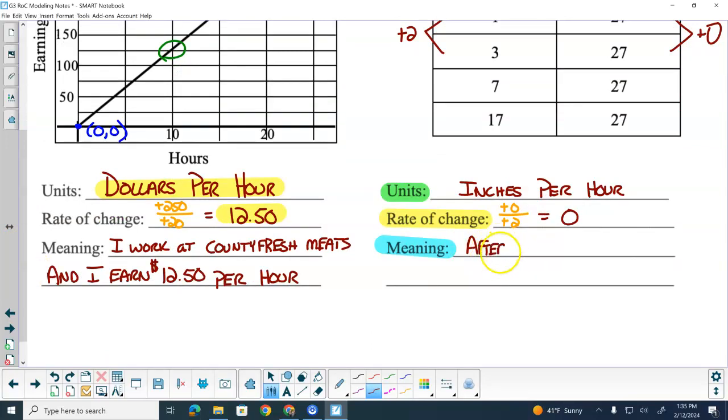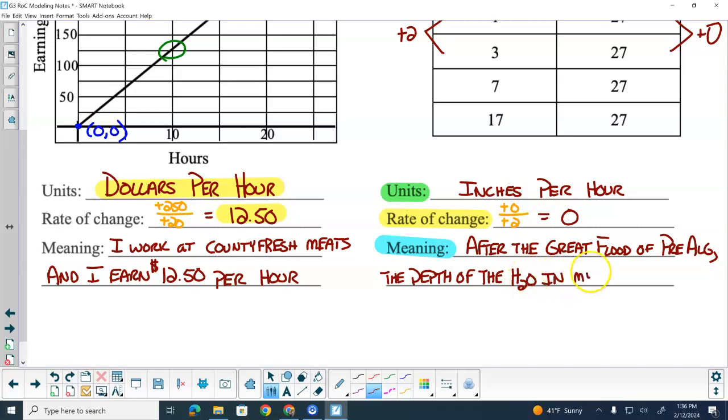After the great flood of Crealge, the depth of the water in the fish tank changes at 0 inches per hour. The story. That's like a novel.